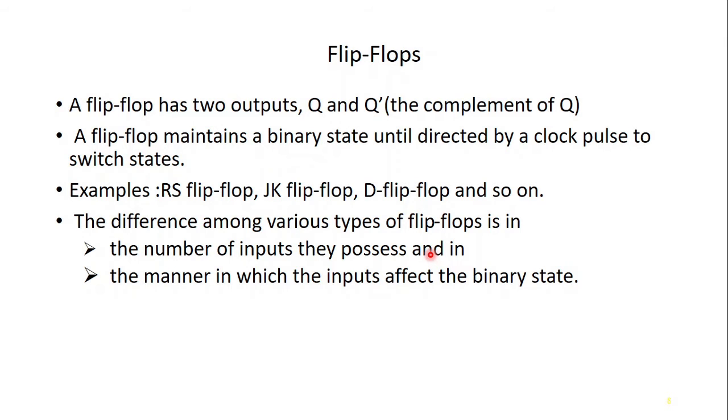A flip-flop has two outputs, Q and Q bar. Q bar is the complement of the output Q, and it maintains a binary state until directed by the clock pulse to switch the states. Various examples of flip-flops include RS flip-flop, JK, D flip-flop, T flip-flop, master slave flip-flop, etc. The difference among these different types of flip-flops is in the number of inputs they possess and in the manner in which the inputs affect the binary state.